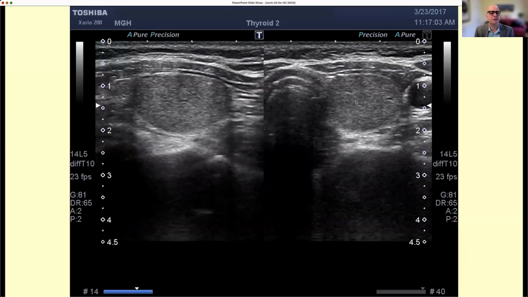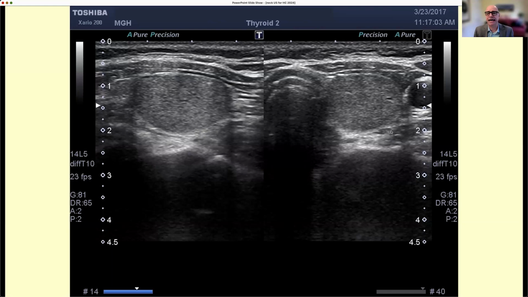How about this one? Anybody wants to describe this one? Any takers? Don't be shy. So let's do it systematically. One person tell me, what are the margins of this nodule like? Regular. Regular, perfect. Second, do we see calcifications in this nodule? No. Excellent. And mildly hypoechoic. Exactly. This is a mildly hypoechoic nodule.